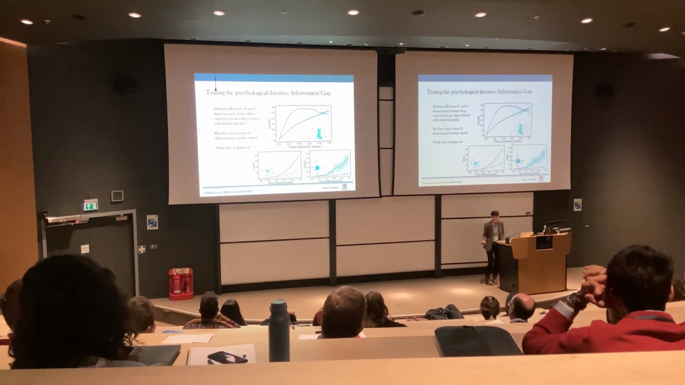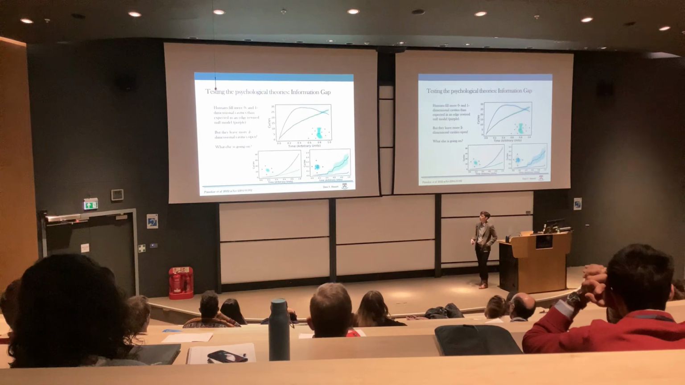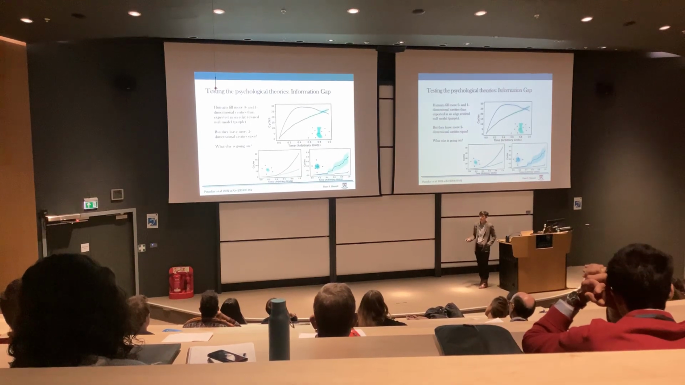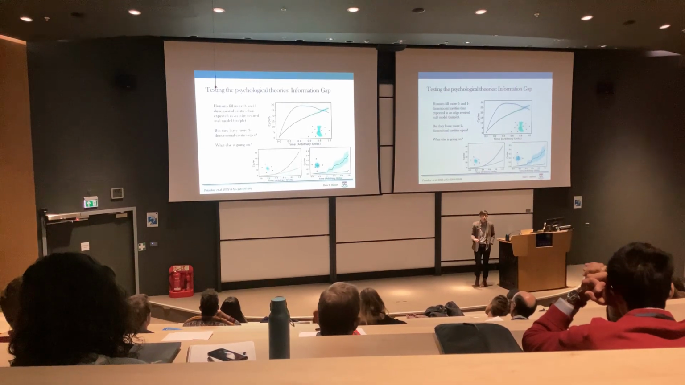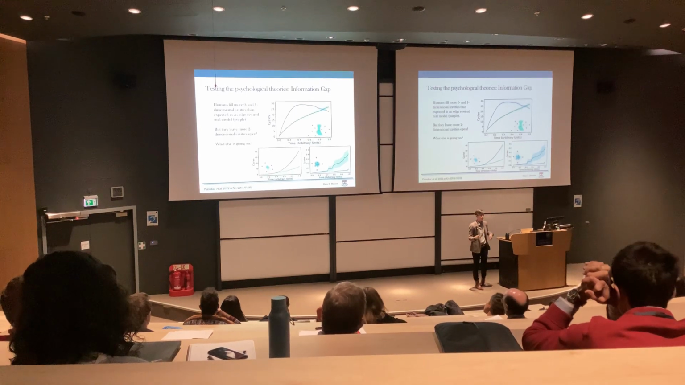So why is that happening? What that suggests to us is that the information gap theory is not enough to explain how humans search Wikipedia.